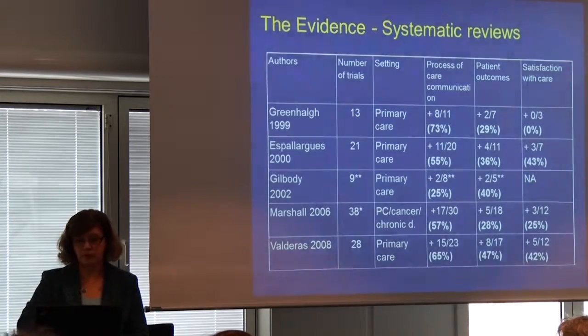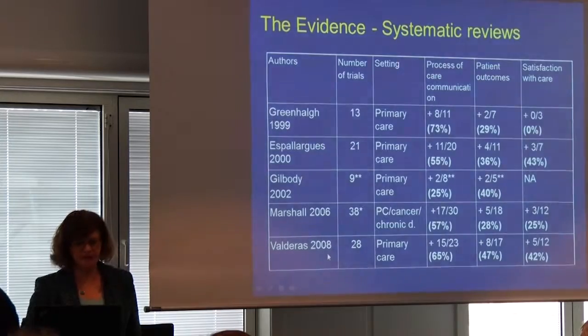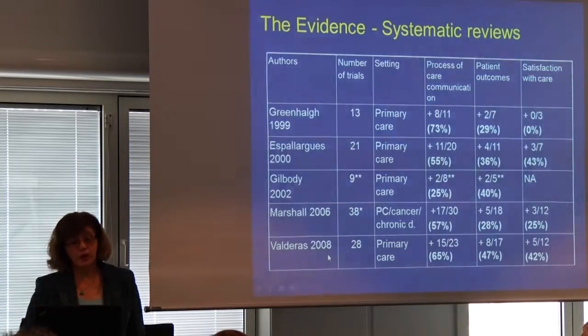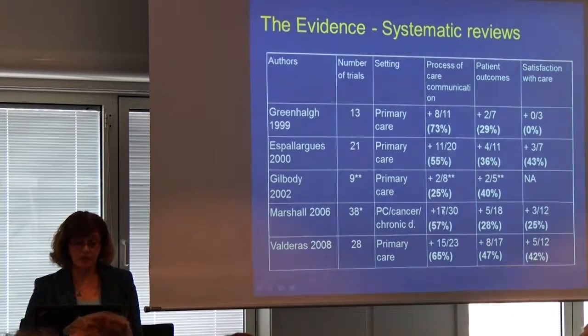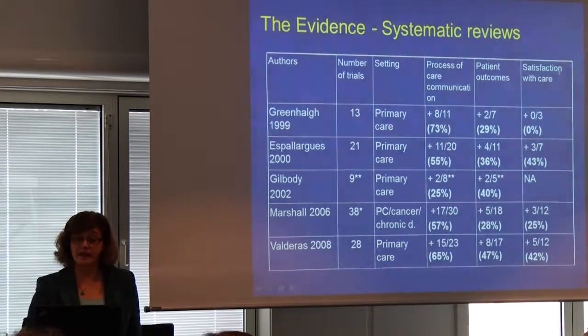So, the evidence from systematic reviews, this is a very quick run through. The systematic reviews here, as you can see, are a little bit old. I tried to update them, and I couldn't easily find another one since 2008, so I'll talk on these. They include studies not only in cancer, but predominantly primary care, and all of these are randomized trials that measured the process of care and communication. This column shows how many studies showed impact on communication, and then how many showed impact on patient outcomes. Satisfaction with care was measured in some studies, not in others.